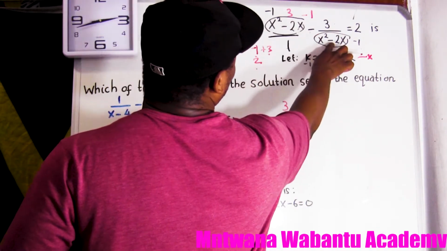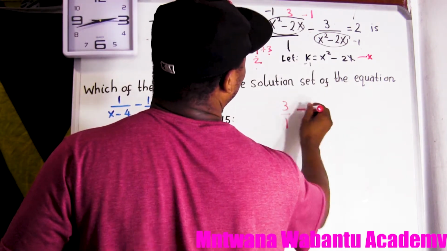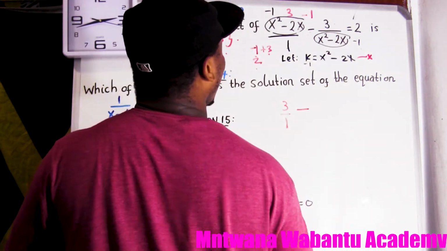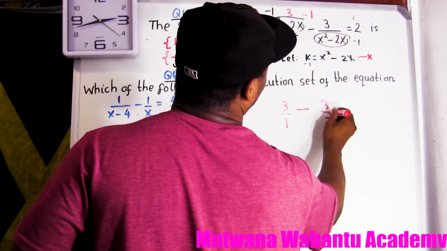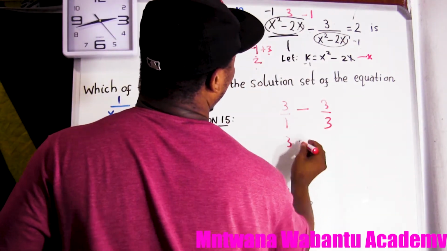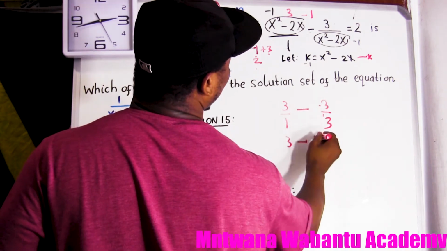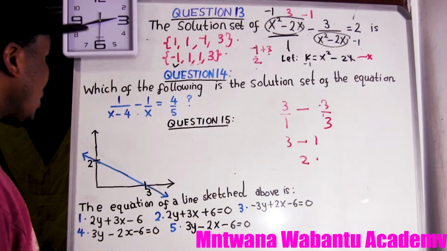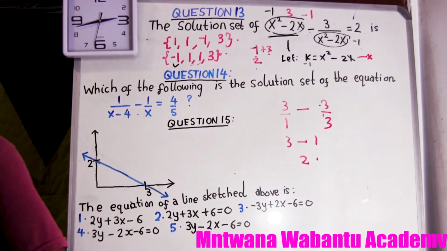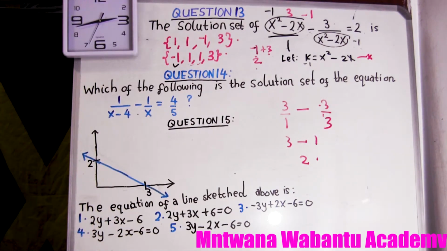But if this is 3, this also is going to be 3. So it's going to be 3 over 1 minus, this is going to be 3 also because this and this are the same thing. Okay, 3 over 1 is divided by 1 equal to 3. 3 divided by 3 equal to 1, which is going to be 2. 2 equal to 2. It's true. So all this is part of your solution set. Okay, so negative 1, 1, 1, 3.